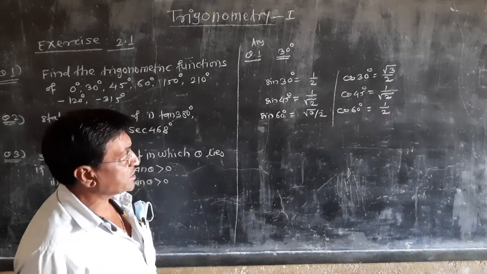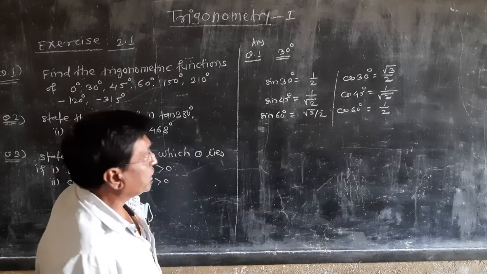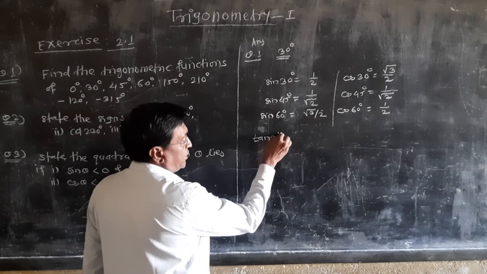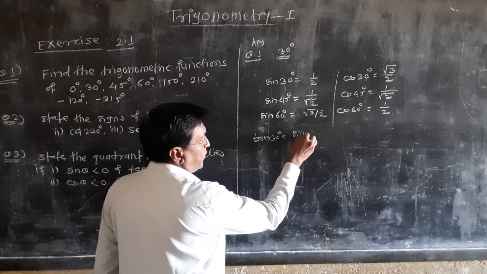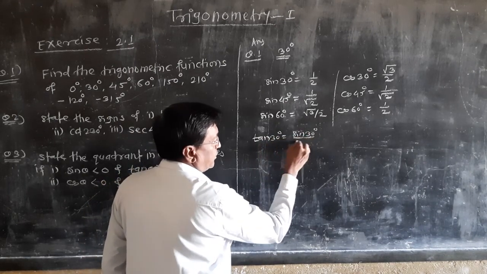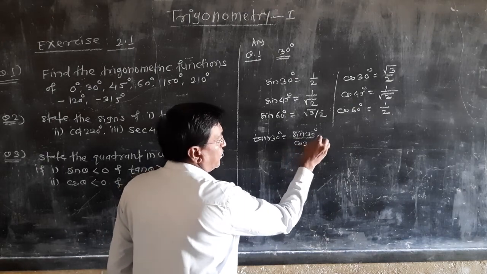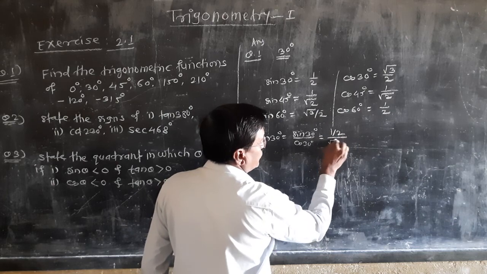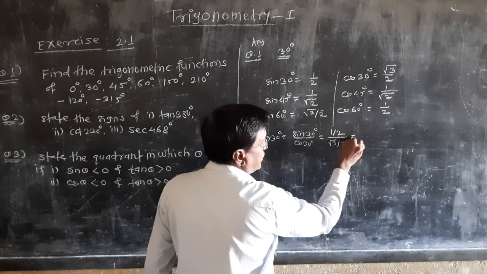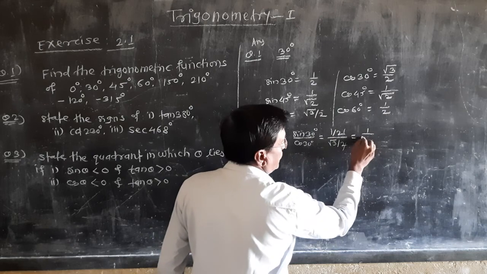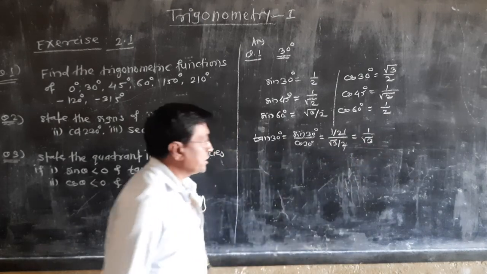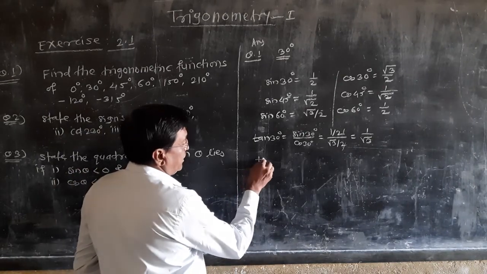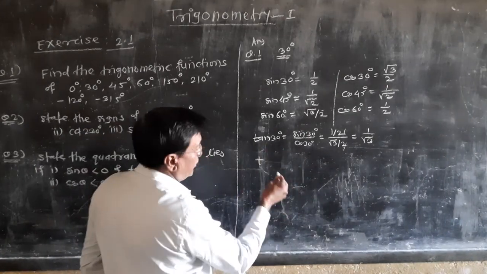If you get cos and sine, you can easily calculate the tan, because you know the standard formula for tan. Suppose tan of 30 degree is sine 30 upon cos 30. Like this, we can use this standard formula. Now you know sine 30 is 1/2, and cos 30 is √3/2. By simplifying this, 2 gets cancelled, it is 1/√3. And that's why tan 30 is equal to 1/√3.